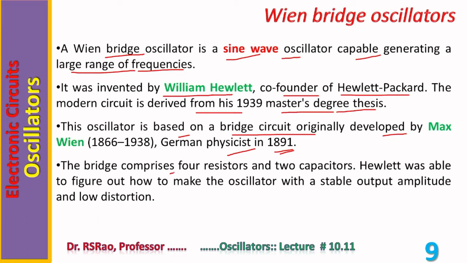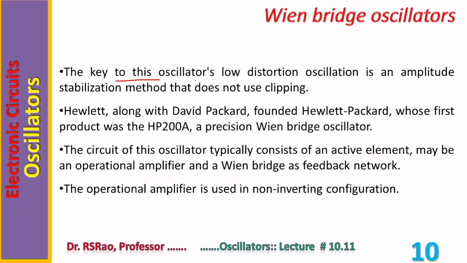The bridge comprises 4 resistors and 2 capacitors. Hewlett was able to figure out how to make the oscillator with a stable output amplitude and low distortion. The key to this oscillator's low distortion oscillation is an amplitude stabilization method that does not use clipping. Hewlett, along with David Packard, founded Hewlett-Packard, whose first product was the HP200A, a precision Wien bridge oscillator.